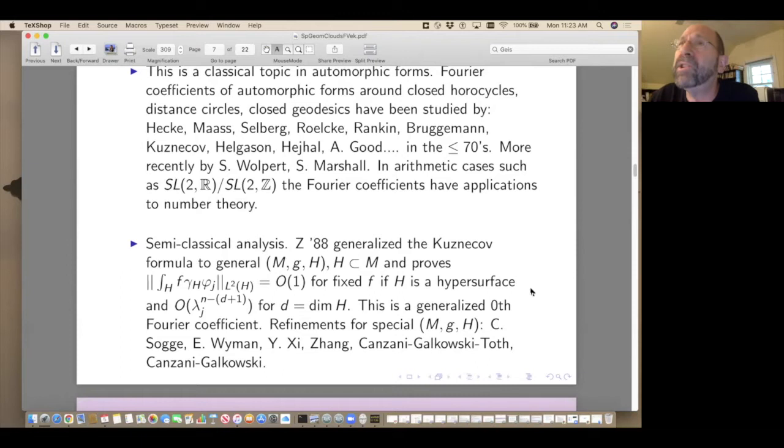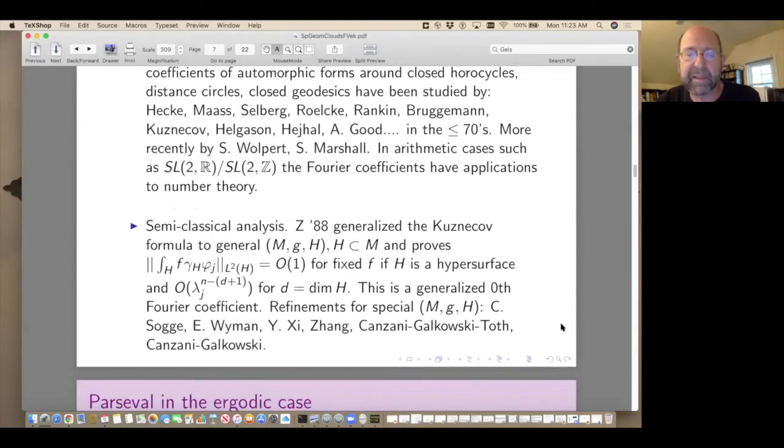But if you start making assumptions, H has positive second fundamental form, H is totally geodesic, M has negative curvature, all these different types of assumptions, you can get special types of estimates. And the purpose is to try to determine which types of metrics, which types of submanifolds saturate these kinds of estimates, and for which ones you can improve them. There are quite a lot of authors here: Sogge, Wyman, Shi, Song, Canzani, Galkowski, Toth.